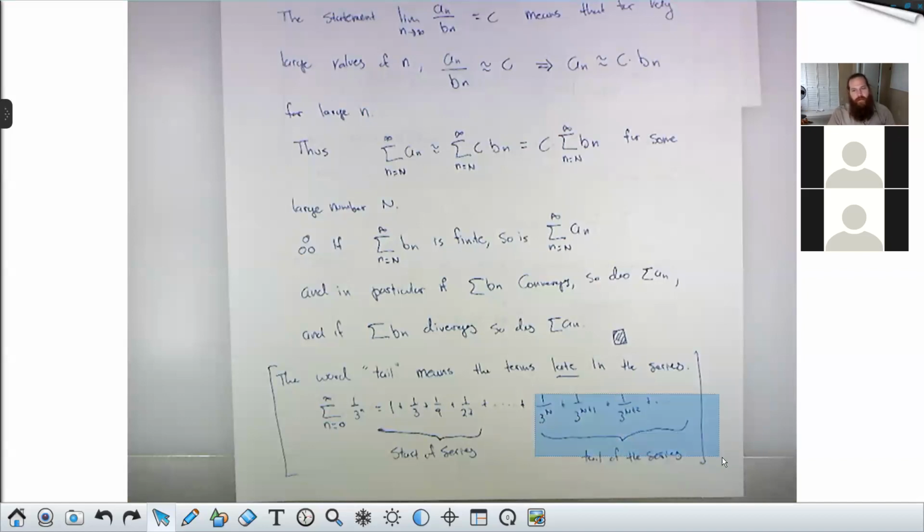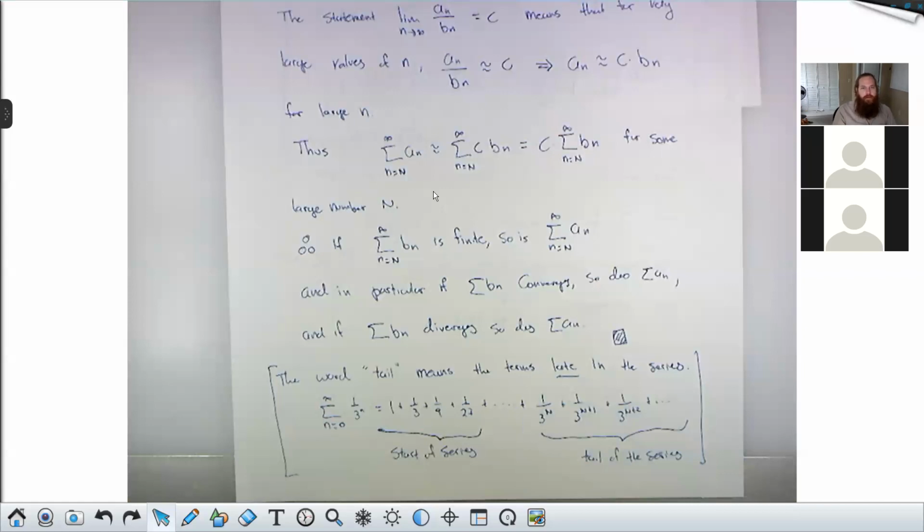And it's this stuff that determines whether or not your series converges. Because all the stuff up here is finite, so you can add it in or you can remove it. It won't affect whether the series is finite or infinite. It's the stuff that comes later on that determines whether the series converges or diverges. And that stuff we call the tail. So like a dog, the tail is at the end.